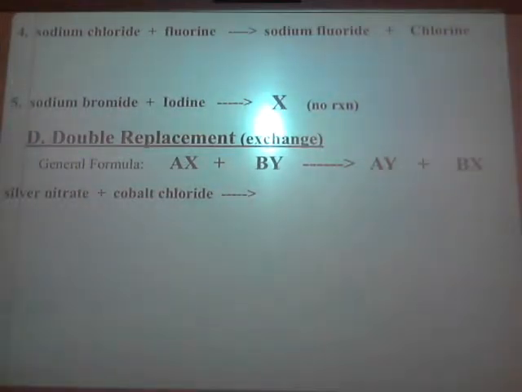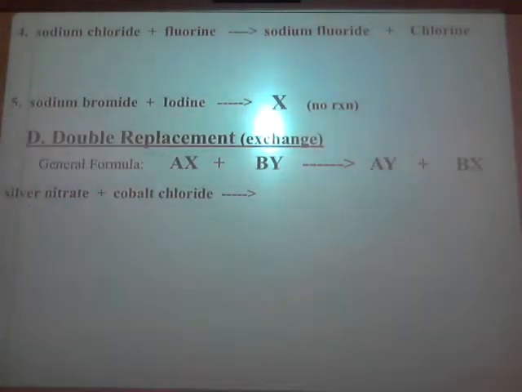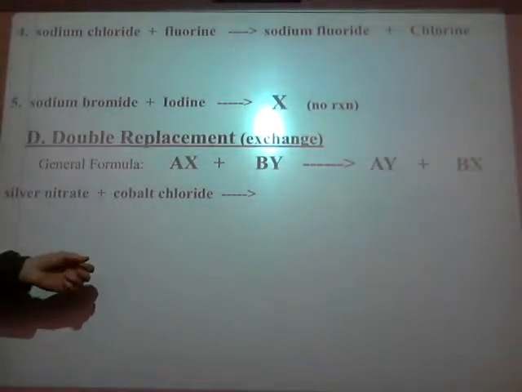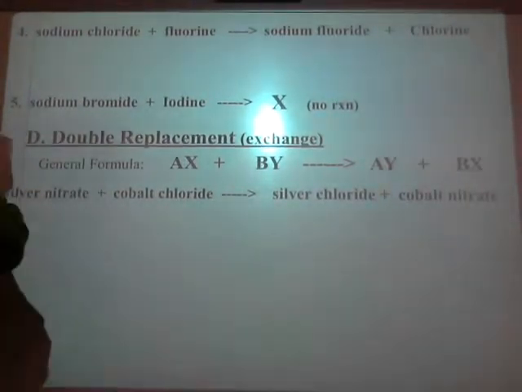Now, just like you'd expect from the generic formula, I told you it's one of the easiest ones to do. It's an exchange reaction. So they exchange places. What will I get from silver nitrate plus cobalt chloride? Silver chloride plus cobalt nitrate. Exactly. It doesn't matter what order I put that in. If you had cobalt nitrate first and then silver chloride, that would be fine too.